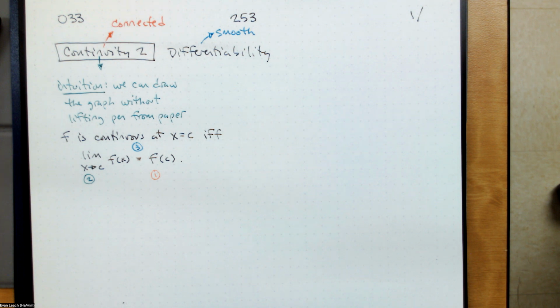The function is defined, the limit exists, and those two values are equal. Three things contained in our definition. What we're describing here is how connected the function is. We're trying to describe a graph that is connected. All the points are connected together.